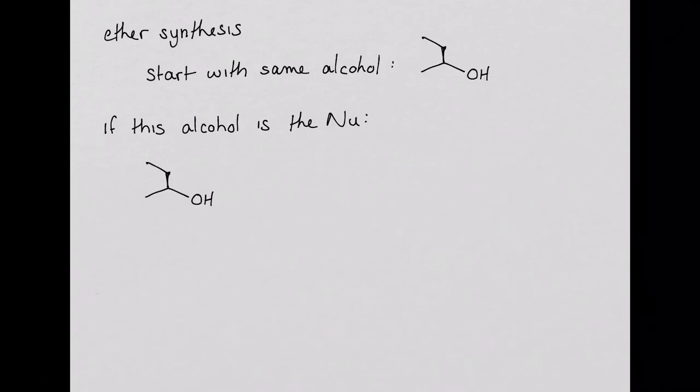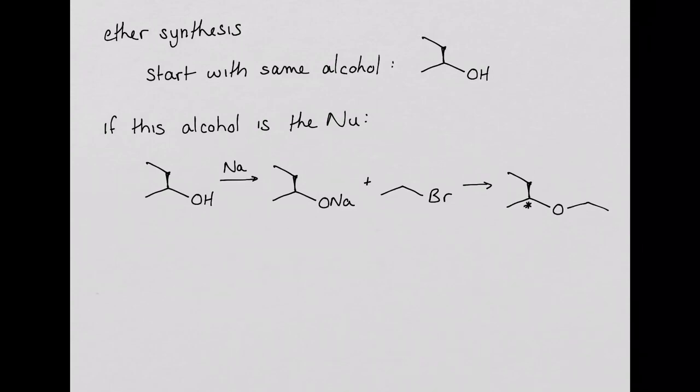In order to use this alcohol as a nucleophile, we first have to deprotonate it. To do so, we can use sodium metal. This produces the alkoxide ion, which can then be reacted with an electrophile, such as an alkyl halide, to produce an ether. The product is an ether that retains the original stereochemistry of our starting alcohol.